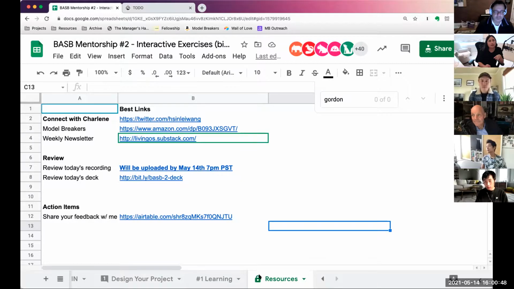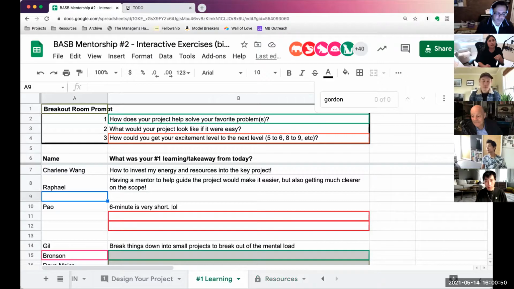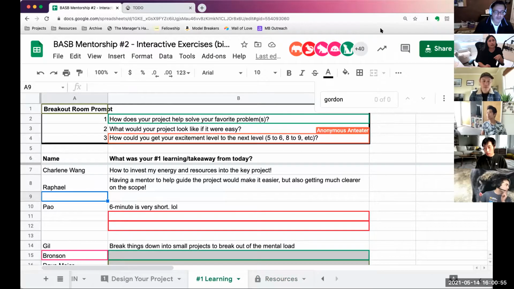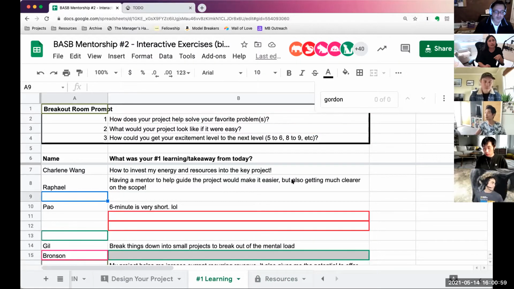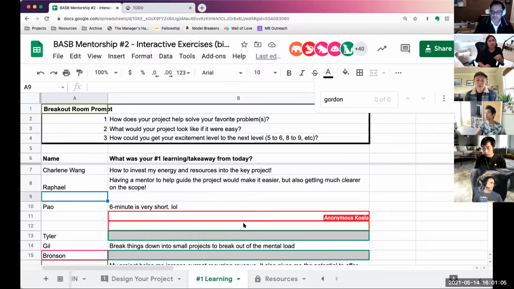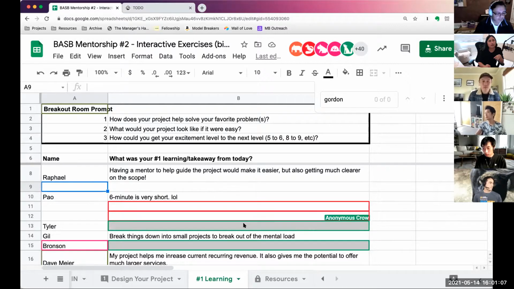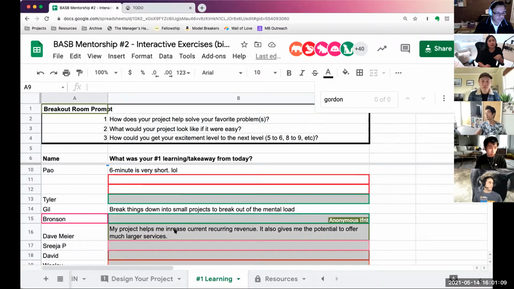Cool. So let me look at what we have. So, 6 minutes, very short. Yes, I will improve on my time management in the future. Thanks for that. Breaking things down into smaller projects to reduce the mental load. Having a mentor to help guide a project will make it easier, but also getting much clearer on the scope.